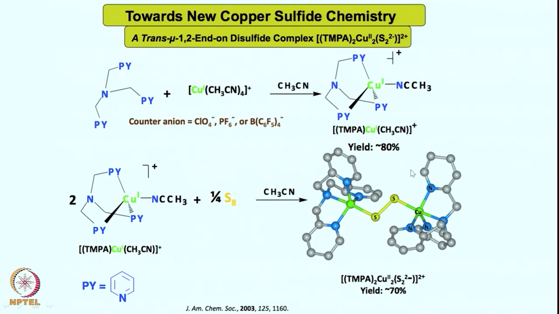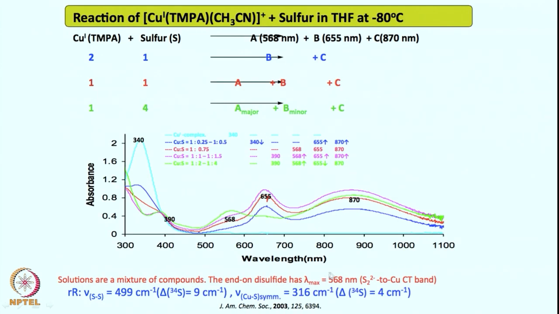There are indeed at least 2 more products, or perhaps even more, so a total of 3 compounds are present. Depending on the amount of copper and sulfur added, these product ratios vary. This is one product, the end-on disulfide product, and this is the peak associated with it. This is another compound which has remained unidentified to date, and this is perhaps another compound which also remains unknown, as to the nature of these compounds.